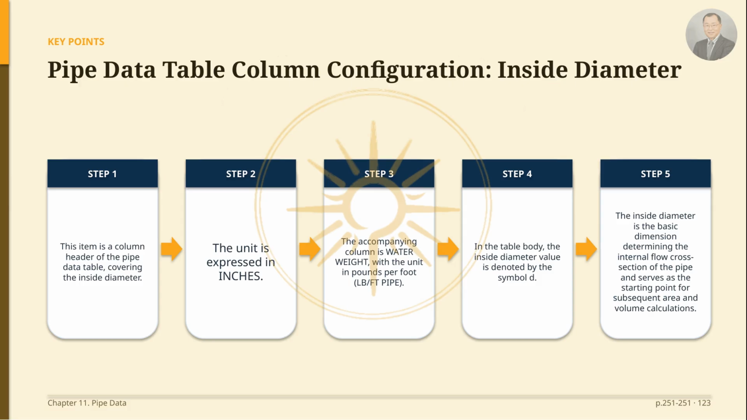Now, I would like to introduce the inside diameter column among the column configurations of the pipe data table. The unit for this column is inches, and the inside diameter is denoted by the symbol D in the body of the table. The same table also presents a water weight column, which indicates the weight of water per unit length, with the unit being pounds per foot. The inside diameter is the most fundamental dimension that determines the flow cross-section inside the pipe, and all subsequent calculations, including cross-sectional area and volume, start from this value.